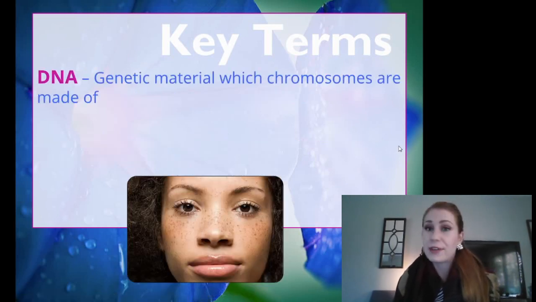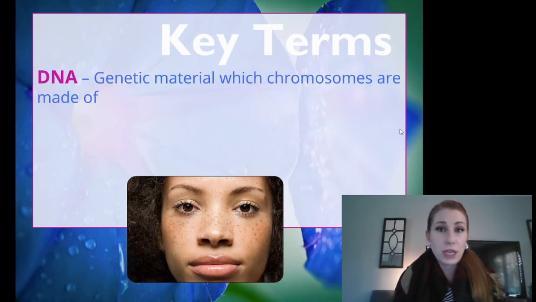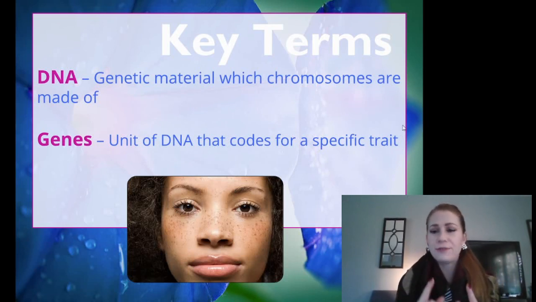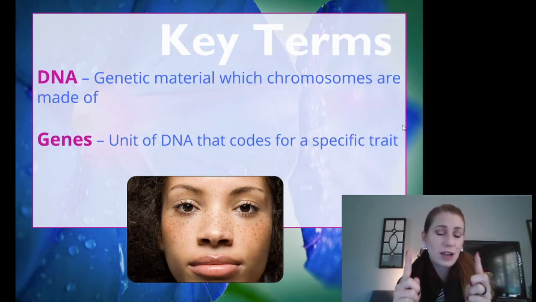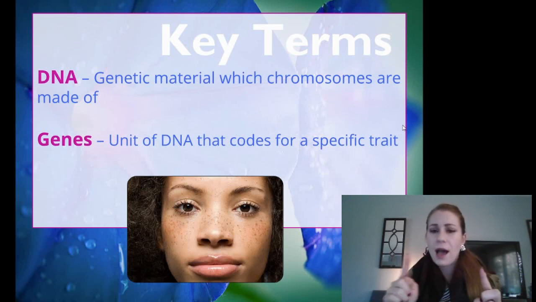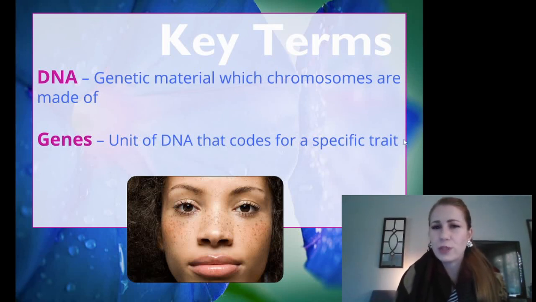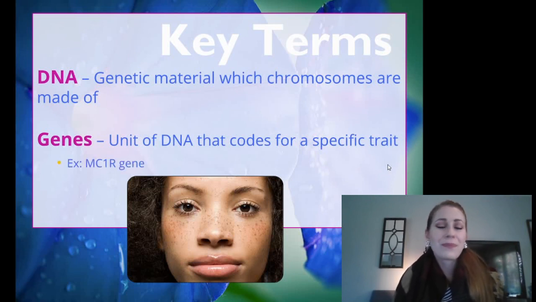DNA, we've gone over this in previous videos, but it's the genetic material that our chromosomes are made from. DNA holds all of our genes. So our genes are separate units of DNA that code for a trait. So it's going to be a section of DNA. Each chromosome will have many genes in it typically, and that's what you're looking at, basically just a section of DNA, those A's, T's, C's, and G's, that's going to code for a specific trait and proteins. For example, in this picture here, brown eyes would be a specific trait, and then freckles would also be a specific trait. And then we have an example over here, the MC1R gene, it's going to code for your freckles.